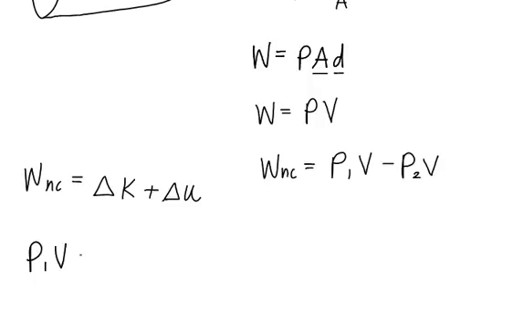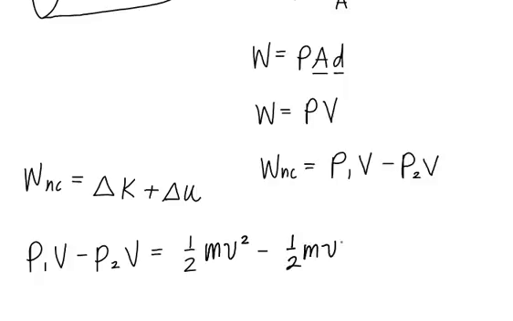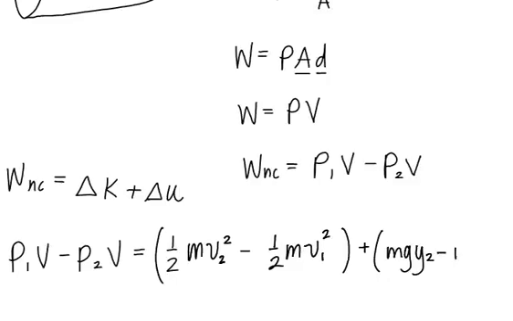So P1V minus P2V will equal 1/2 mv squared minus 1/2 mv squared. I'm going to call this 2 and 1 since I've been using 1 and 2, okay? And then plus mg y2 minus mg y1.